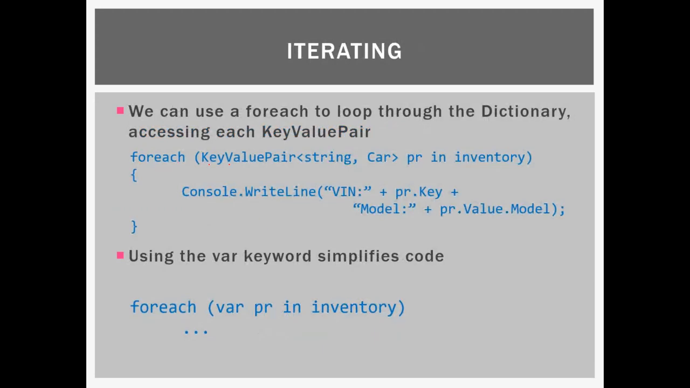Now in this example, when we do a loop over a dictionary, each object in a dictionary is a key value pair. Or you can use for each with var.